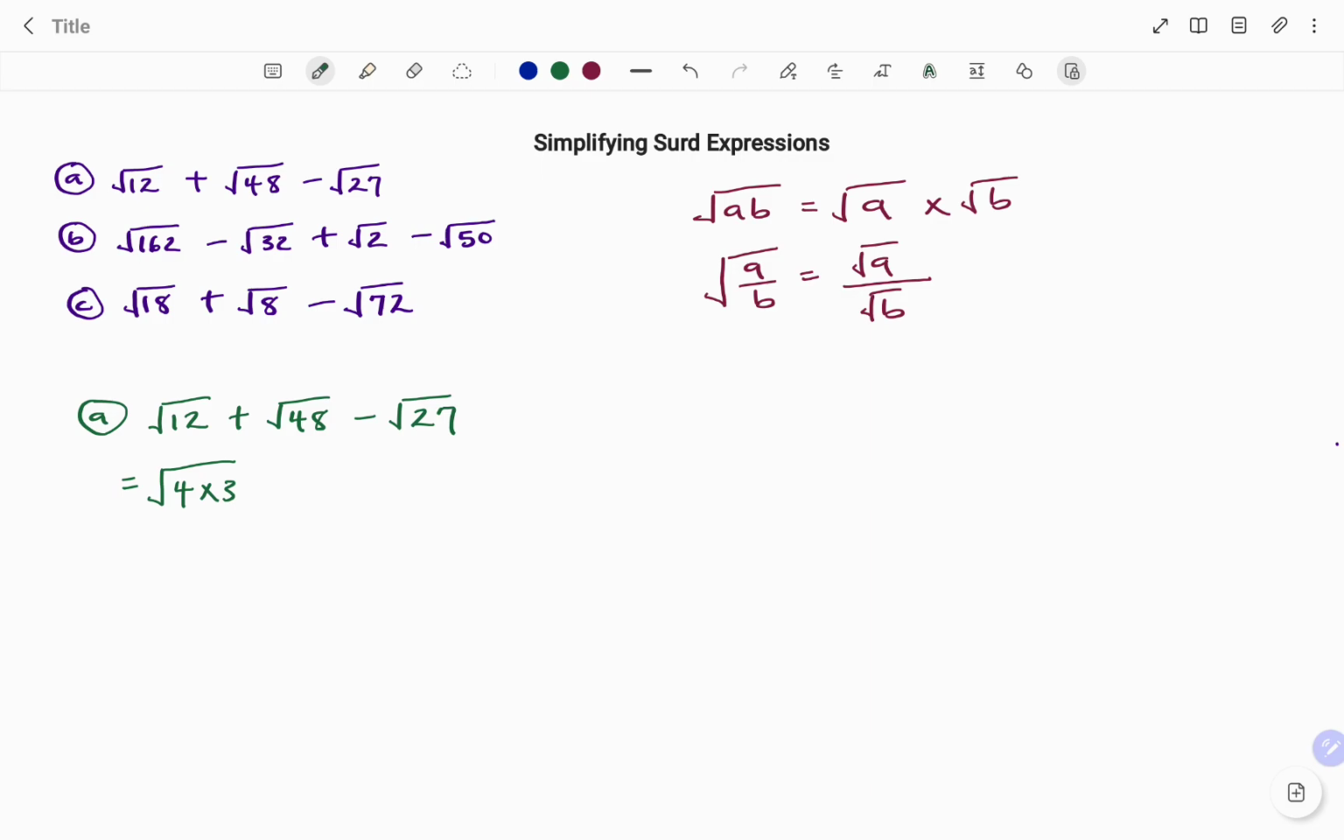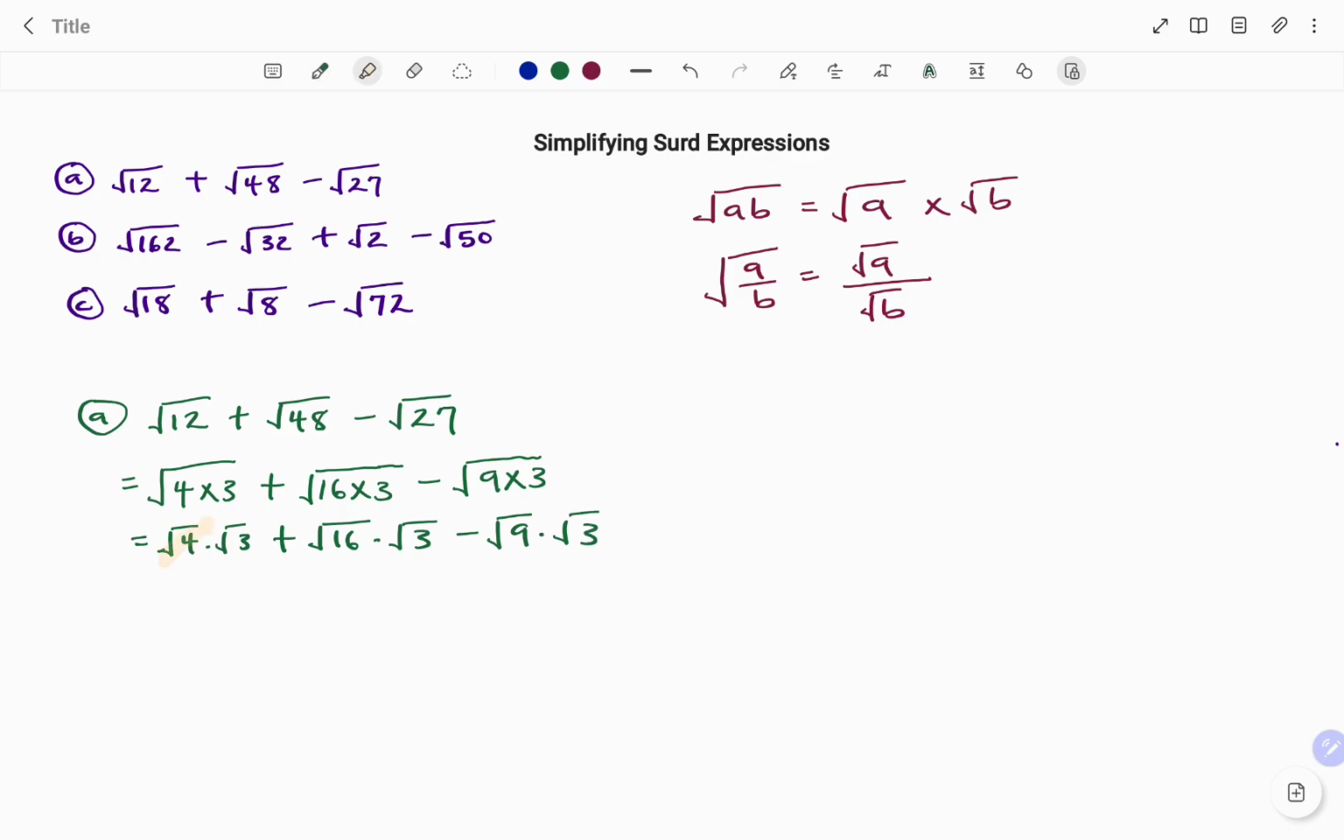We can easily find the square root of 4. For 48, we have the product of 16 times 3, minus, for 27, the factor pair we will use will be 9 times 3. If we split this up, it's the same as the root of 4 times root 3, plus the root of 16 times root 3, minus root 9 times the root 3. My dots represent my multiplication sign.